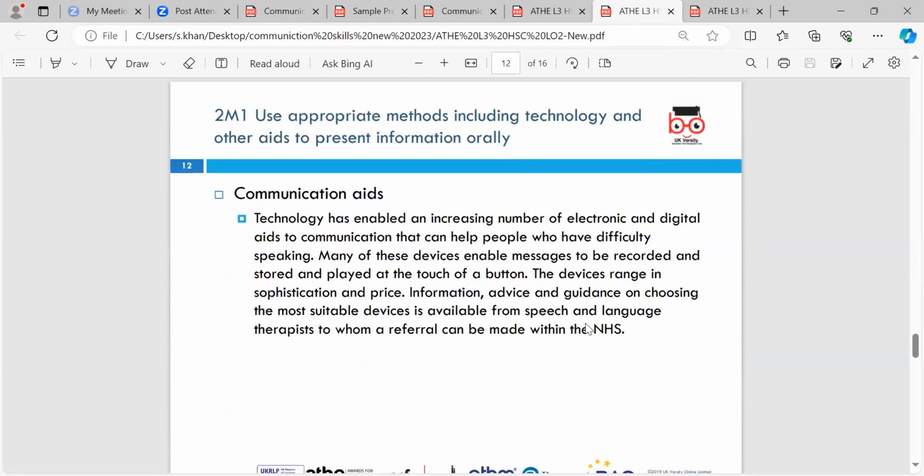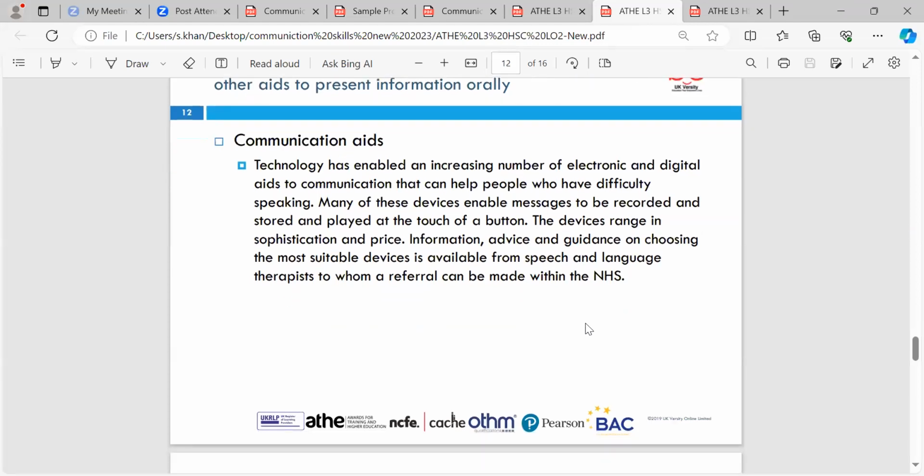2M1: use appropriate methods, including technology and other aids, to present information orally. So communication aids. Technology has established an increasing number of electronic and digital aids to communicate that can help people who have difficulty speaking. And these are devices that are available for people who have difficulty speaking orally, or any sort of technological aids that are available.